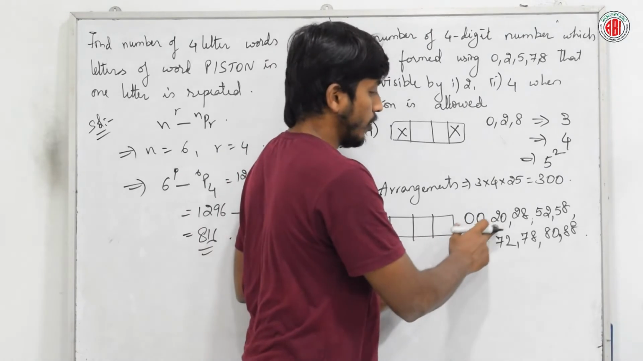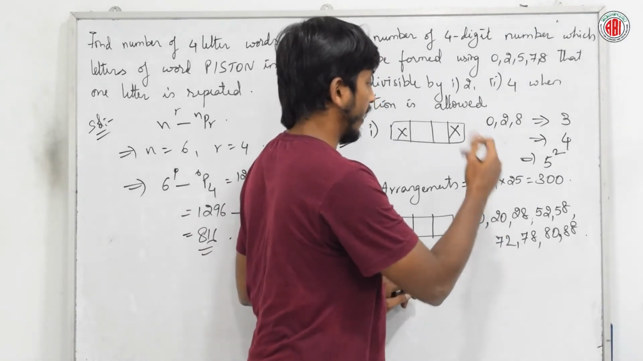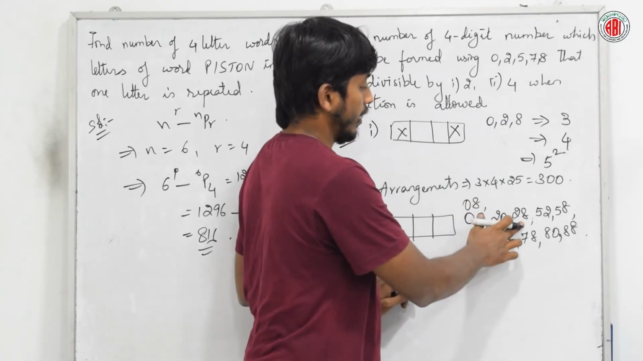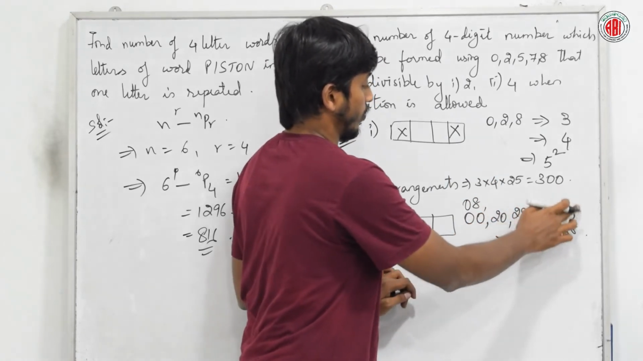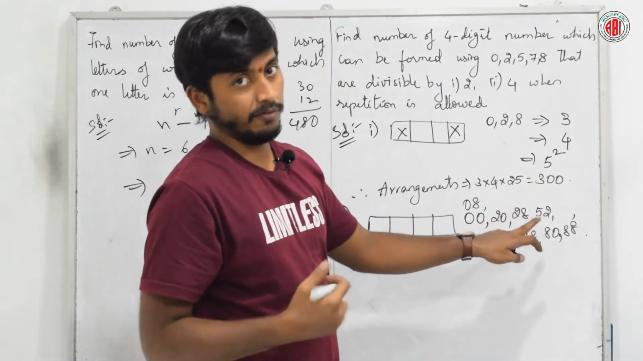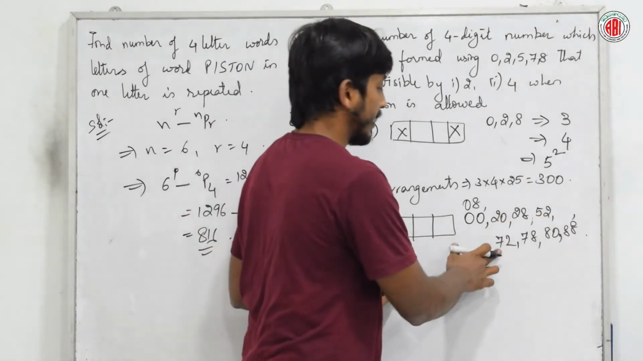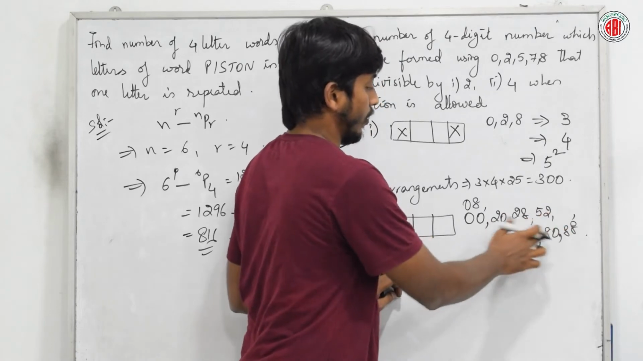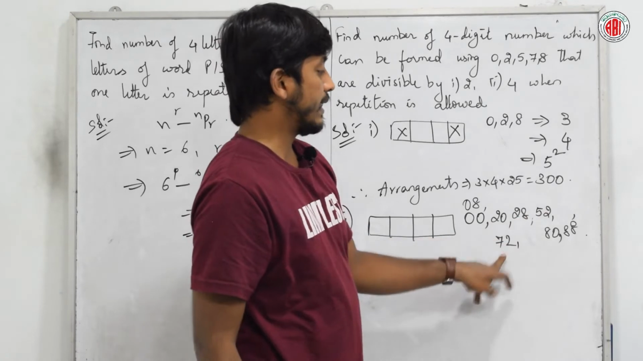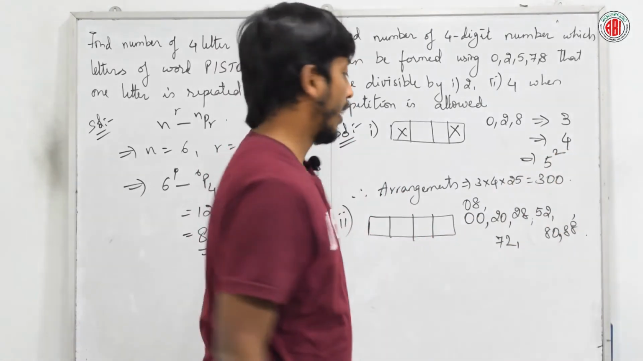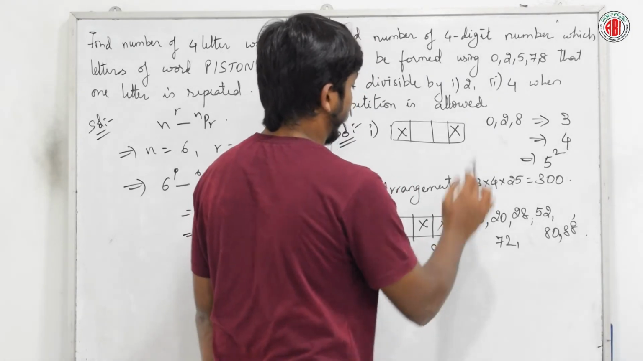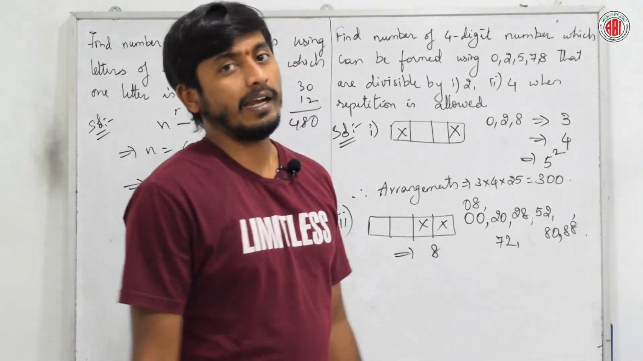0 0, 2 0. We can write 0 8 also. It is also possible. 2 8, 5 2. So 5 8 is not possible, sorry. Next 5 2, 5 6, 7 2, 7 6. Okay, so 7 6 is also not possible. Now count 1 2 3 4 5 6 7 8. Okay, so we can arrange these 2 places in 8 ways, right?